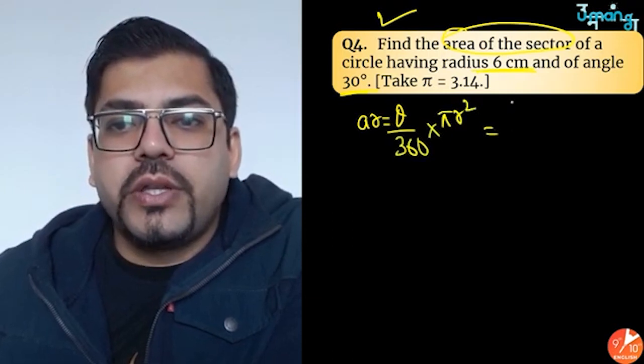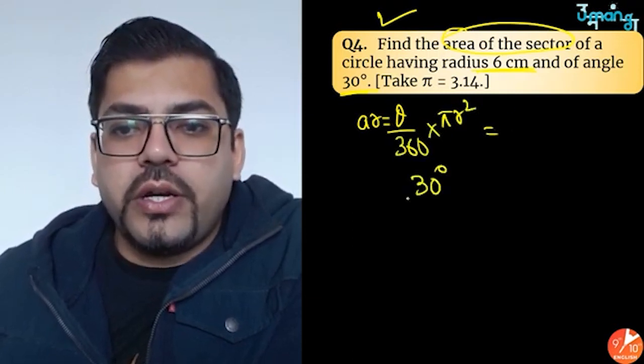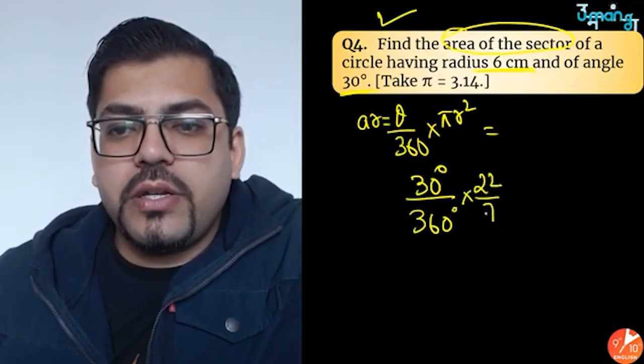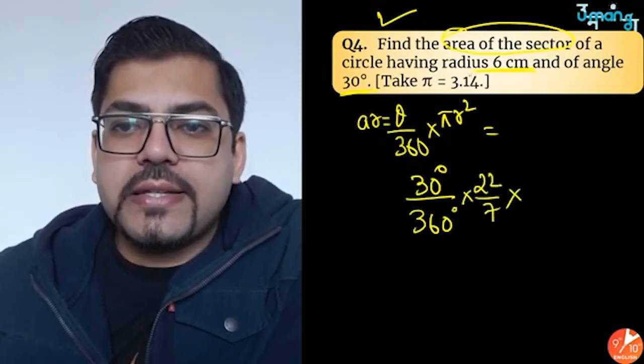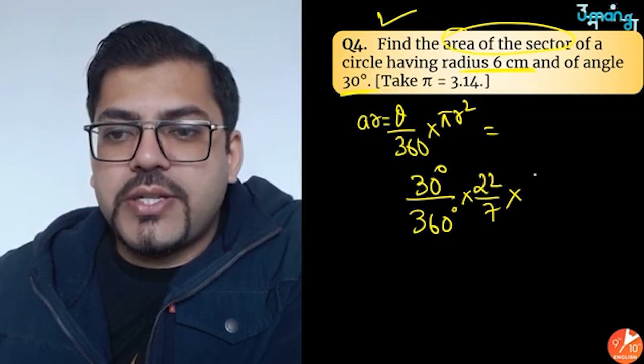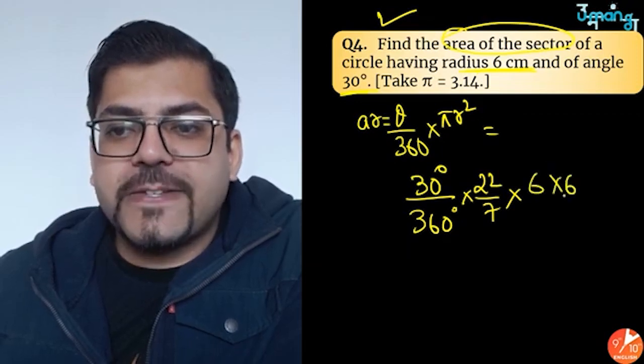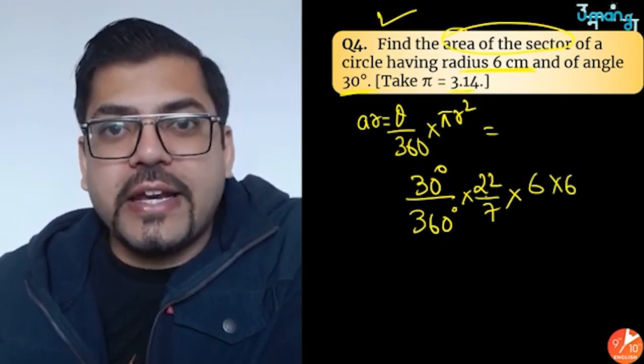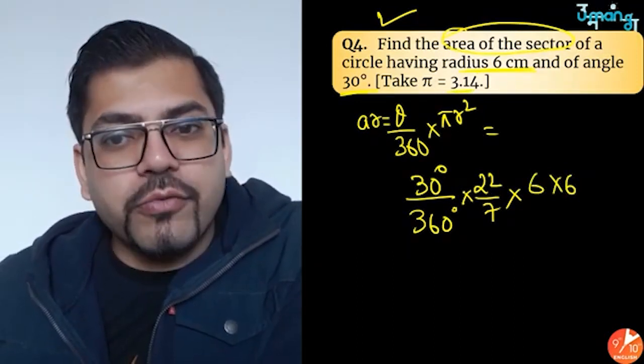Put the values. Theta, you know, is 30 degree divided by 360 degree, into pi, which is 22 by 7, and radius squared. The radius is already given here as 6, so this is 6 into 6. Here the question says that don't take pi as 22 by 7, take it as 3.14. So we'll have to take that.